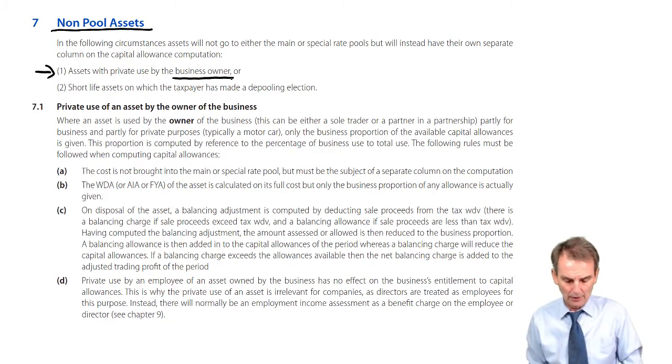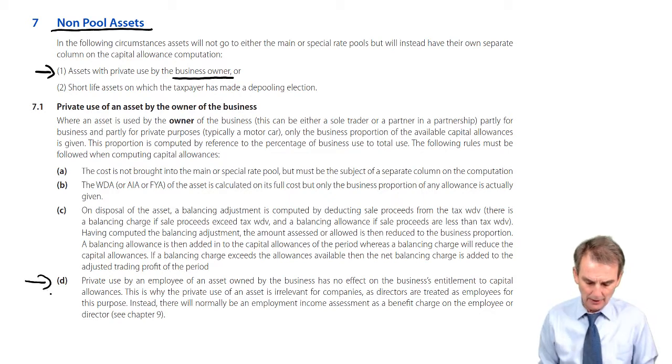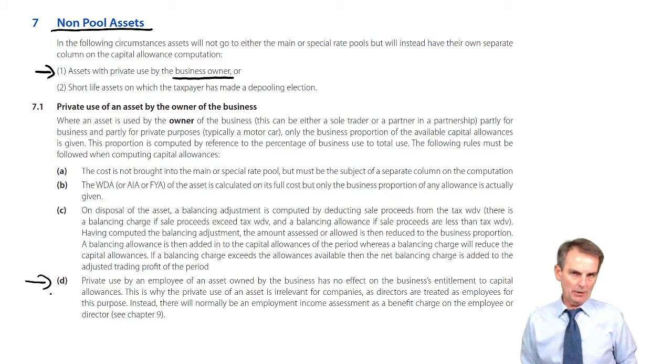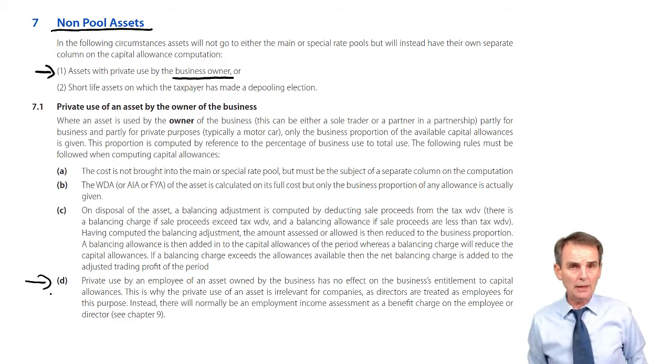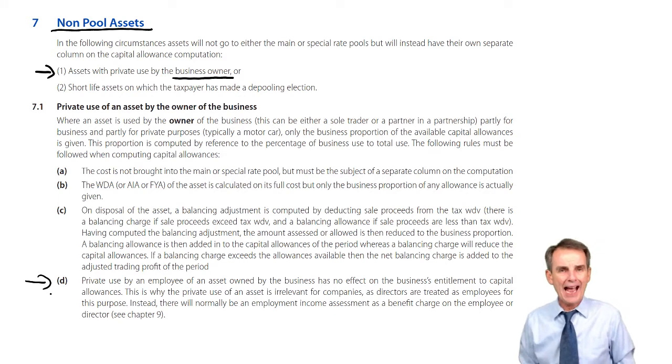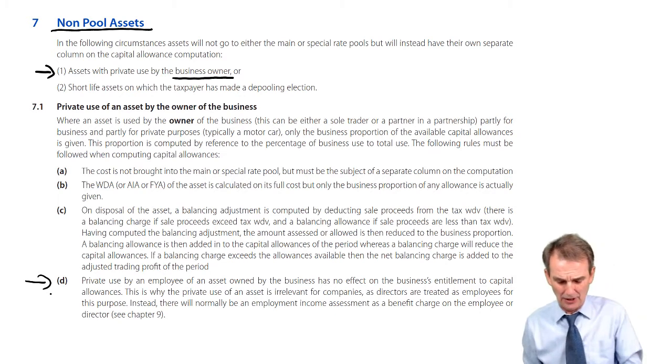What we will see, and is separately noted down here indeed, is if we see private use of an asset owned by the business, but it's private use by an employee, that will not impact in relation to the capital allowances computation, and such expenditure can be allocated if not otherwise eligible for AIA or FYA, as we keep saying. If it's going to be WDA on some or all of the expenditure, then that will go to the main pool or special rate pool. So only when we have assets with private use by the proprietor.